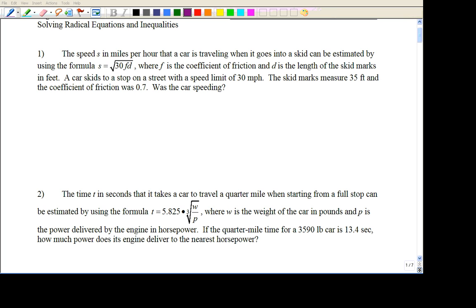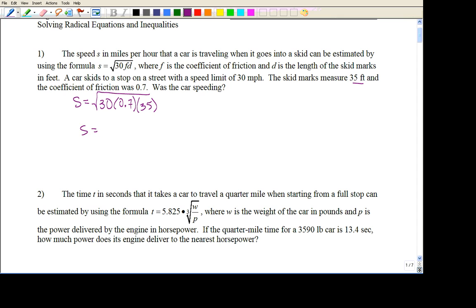Okay, so let's take this information and just plug it in. That's all that this really is asking. The speed limit's 30 miles per hour. That doesn't go into the equation, but everything else will. So we have s equals the square root of 30 times f, which is the coefficient of friction, which here is 0.7, times d, which is the length. So we have a length of 35 feet, so times 35.